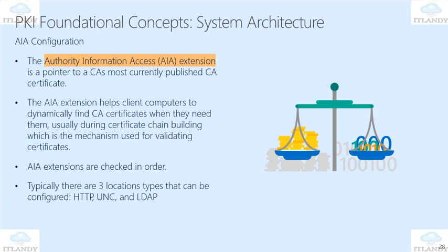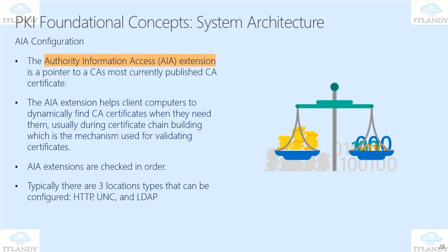We're still under the system architecture. We covered a few topics earlier. For today, we're going to cover the Authority Information Access, or AIA. What is it? The AIA extension is a pointer to a CA's most current published CA certificate. The AIA extension helps client computers dynamically find the certificates when they need them, usually during certificate chain building up.